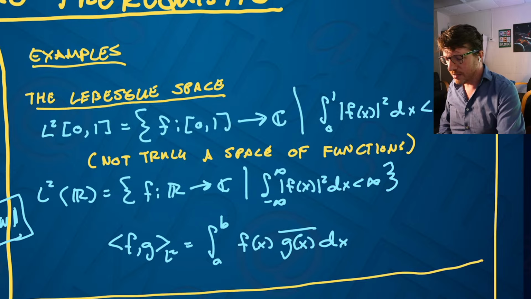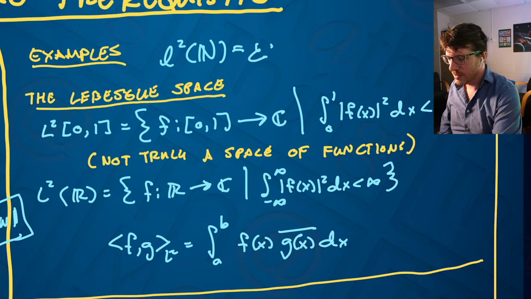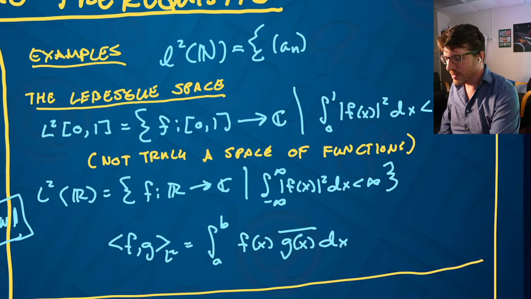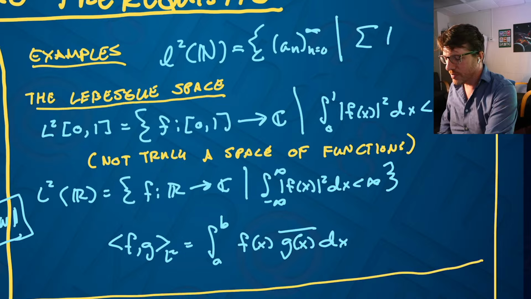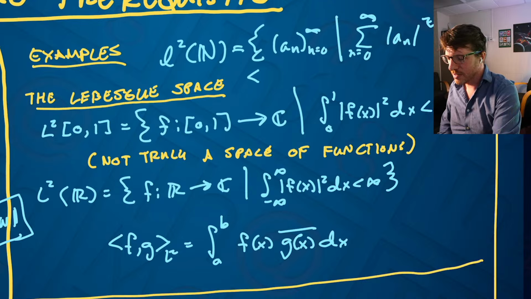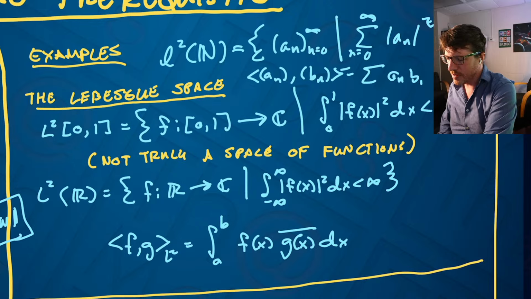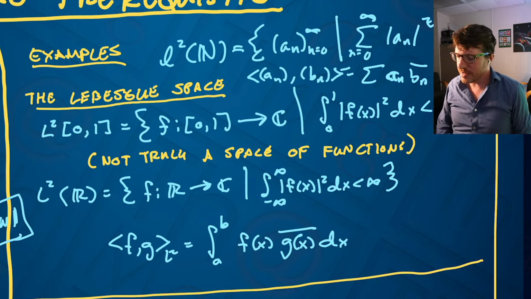There is the sequence space, little L2 of n. This is basically the space of sequences a_n, going from 0 to infinity, such that the sum of |a_n| squared, n equals 0 to infinity, is less than infinity. So that's pretty nice. And in this case, the inner product between two sequences is the sum of a_n times b_n bar. So that's little L2 of n.